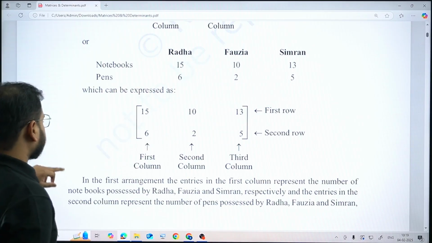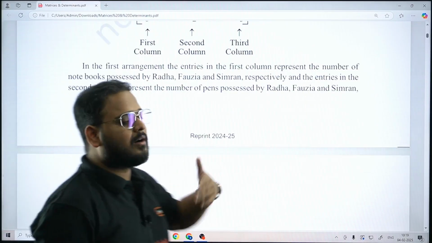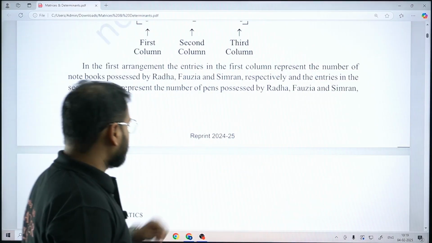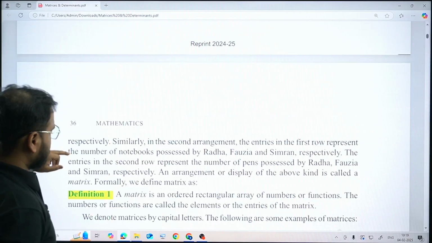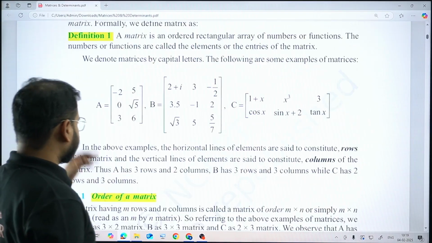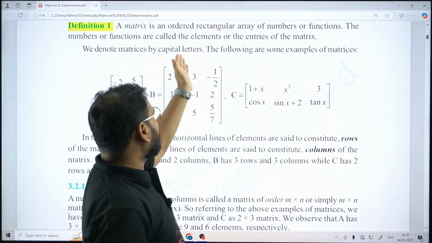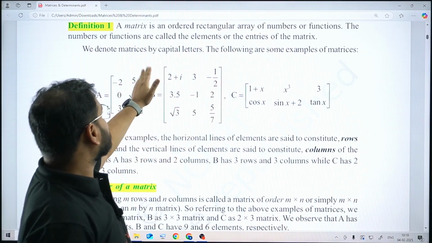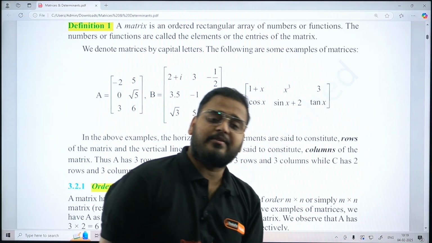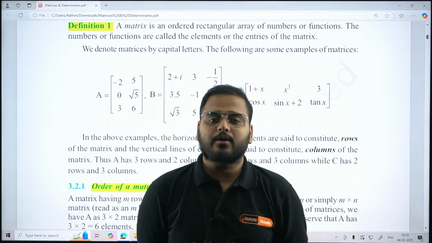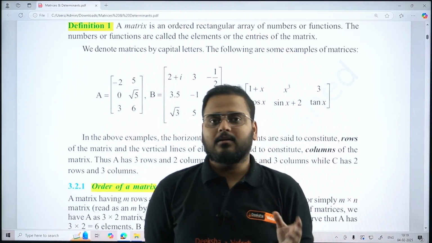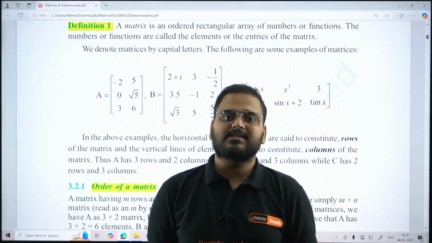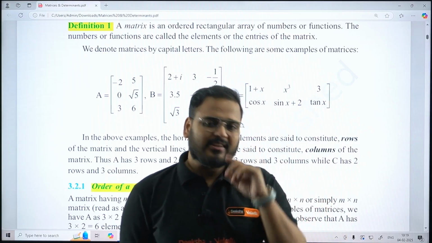Whenever you are supposed to make the matrices, you'll have to know this. Definition number 1: a matrix is an ordered rectangular array of numbers or functions. The numbers or functions are called the elements or entries of the matrix. One more thing here, we're dealing with only real numbers. We are not dealing with any complex numbers in matrices. Only the real part.